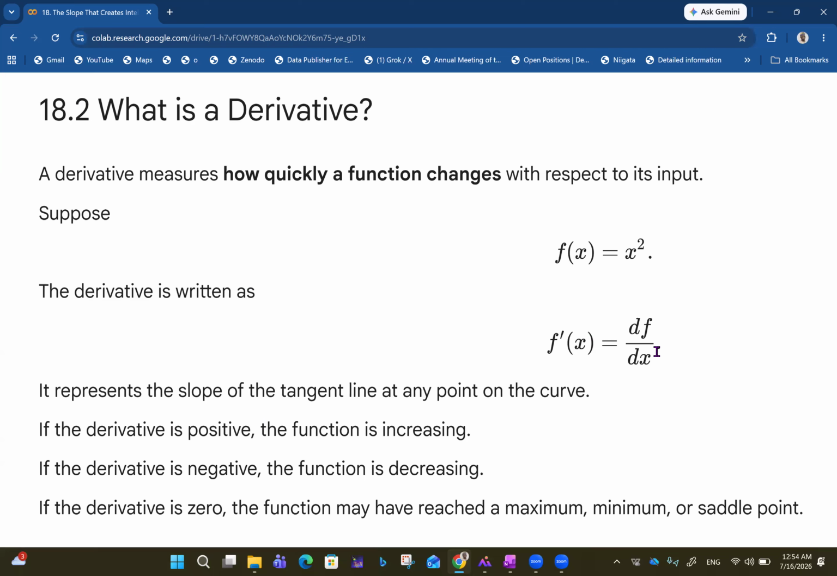Thanks to people like Leibniz and who else? I've forgotten the other person. Is it Leibniz and Newton? I think it's Isaac Newton and Gottfried Leibniz, yeah. So they gave us the present representation for derivatives. So df/dx simply represents the slope of the tangent line at any point on the curve. If the derivative is positive, the function is increasing. If the derivative is negative, the function is decreasing. If the derivative is zero, the function may have reached a maximum, minimum, or saddle point.